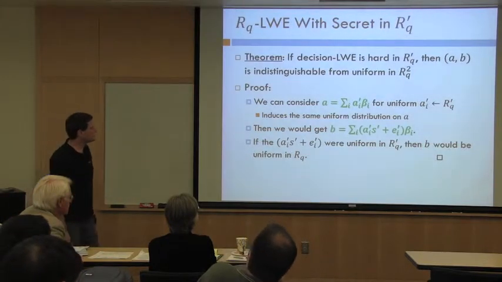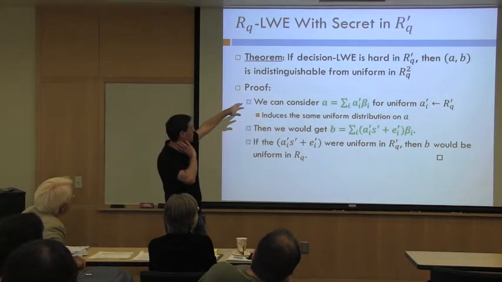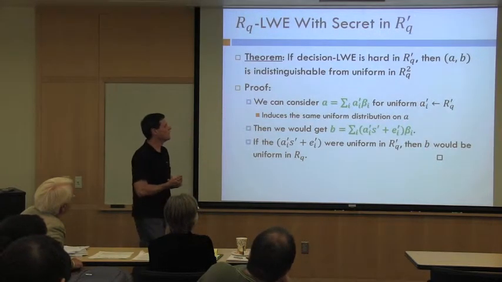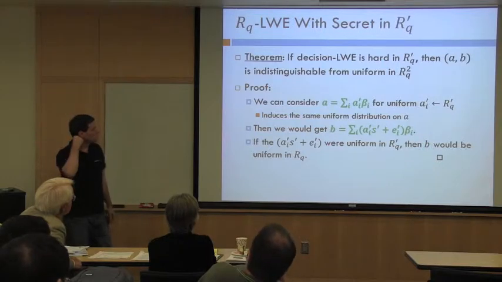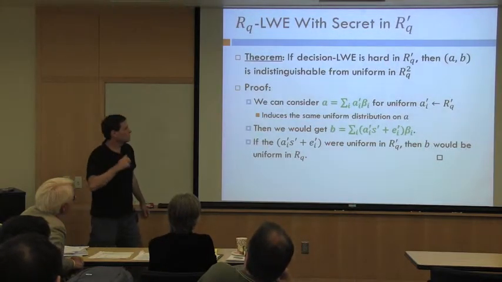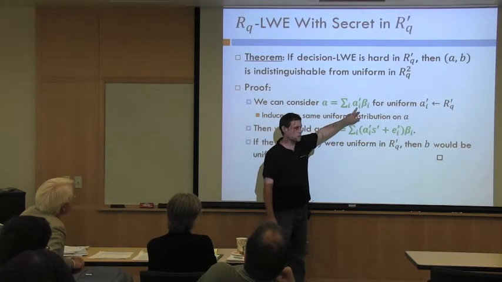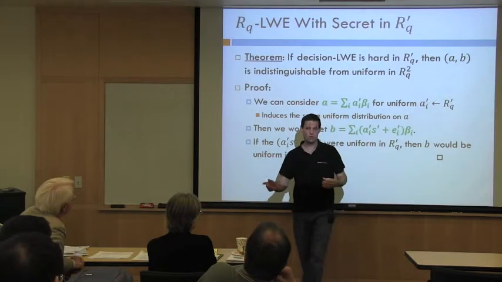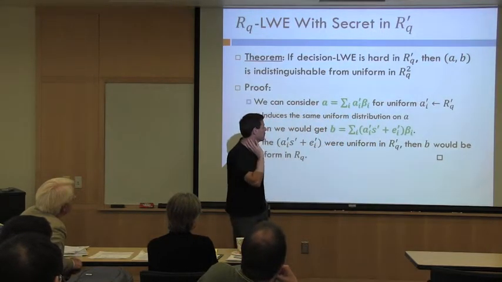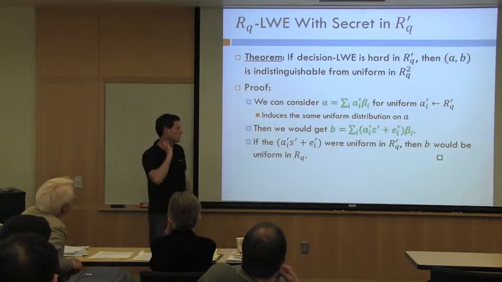So the theorem, which again really is a triviality once it's expressed in these terms, but never mind. If decision LWE is hard in the small ring, then the LWE instance is indistinguishable from random. And well, you can think of choosing the random element in the big ring as choosing many random elements in the small ring and then taking the linear combination. Well, it's a basis. If the coefficients are random, then the outcome is random. That's not a problem. You get the same distribution on A as you did when you just chose it at random from scratch.